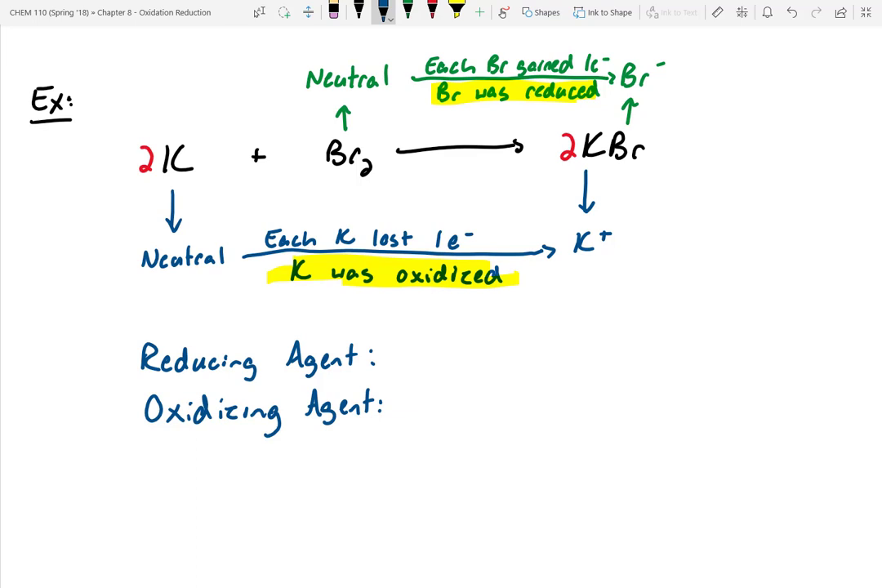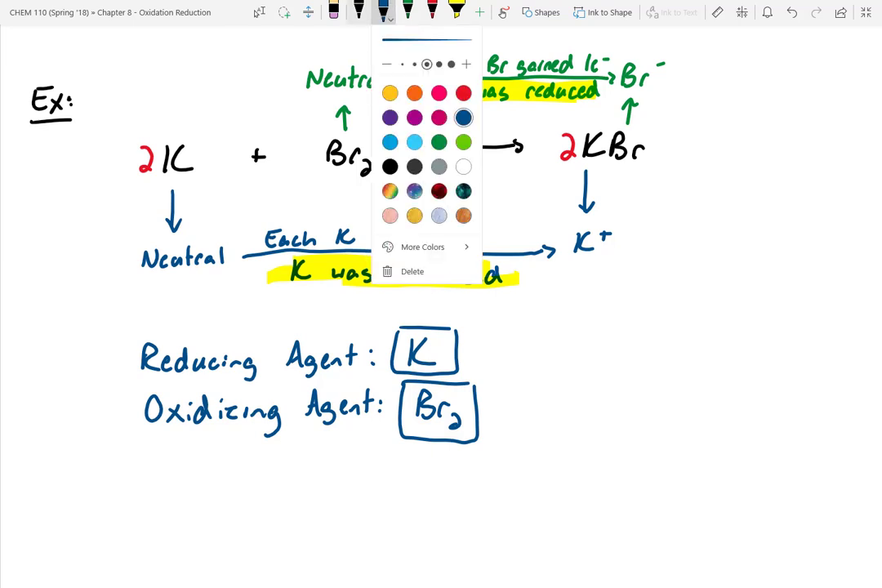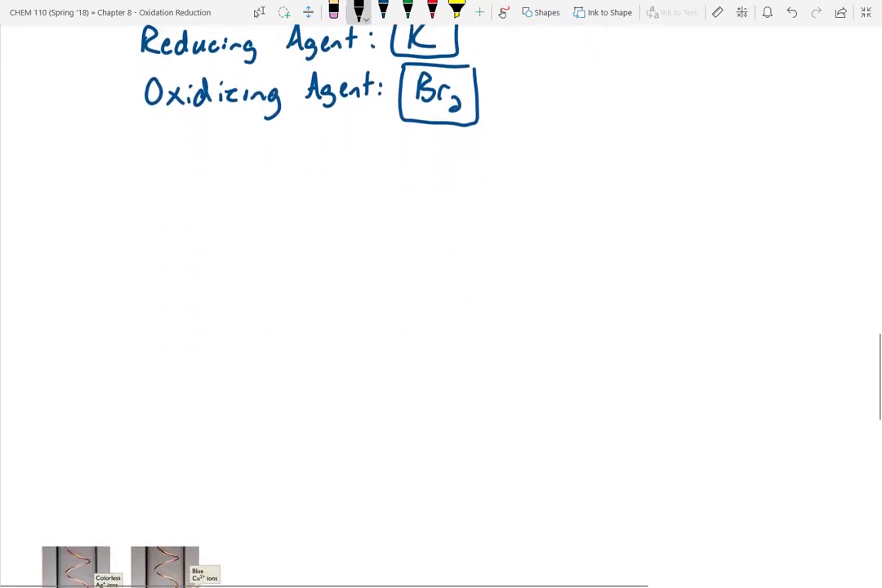So if you remember, your reducing agent should have the element that was oxidized in it. So in this case, the reducing agent would actually just be potassium. So in this case, potassium's both being oxidized and acting as the reducing agent. All right, that means our oxidizing agent must be Br2. The entire thing, not just one of the bromines. Does that make sense? These do get a little bit confusing. All right, let's take a look at an example from lab. This was a few weeks ago when we did the battery lab.